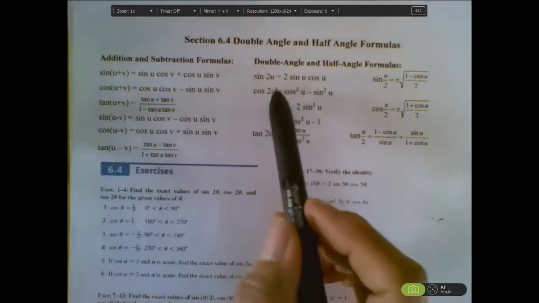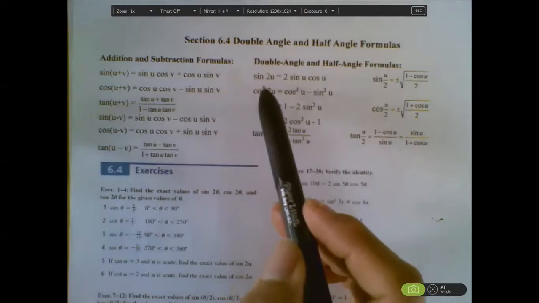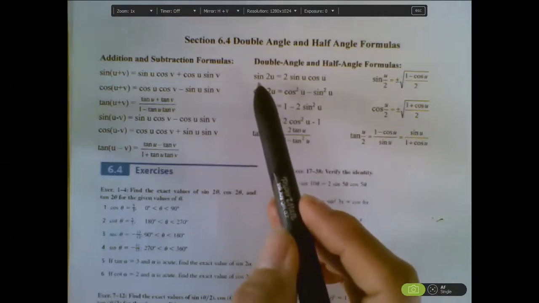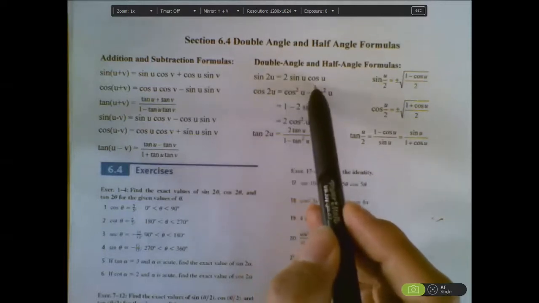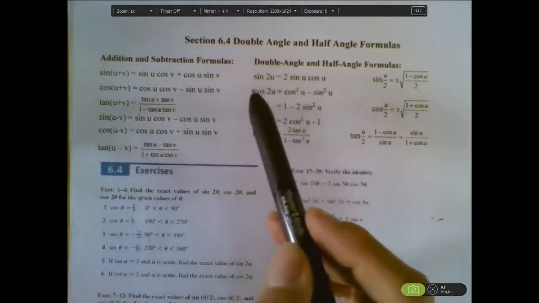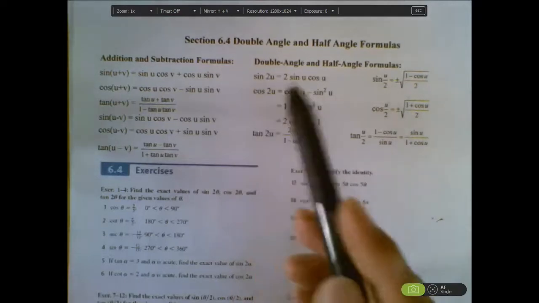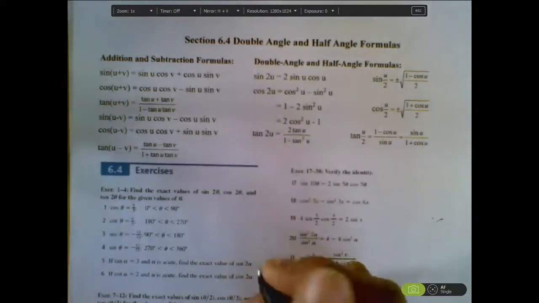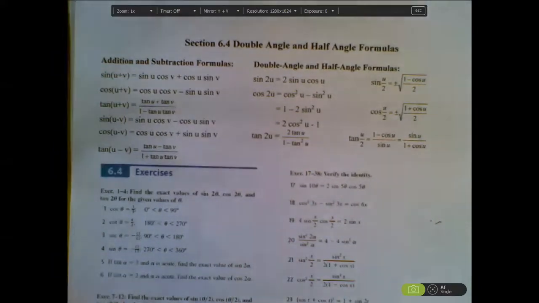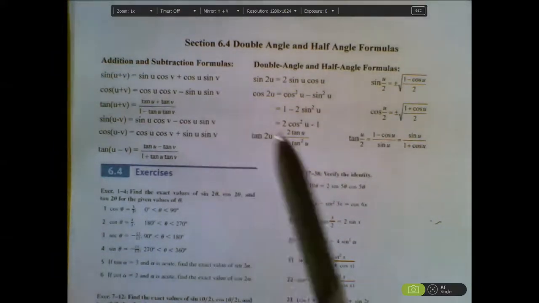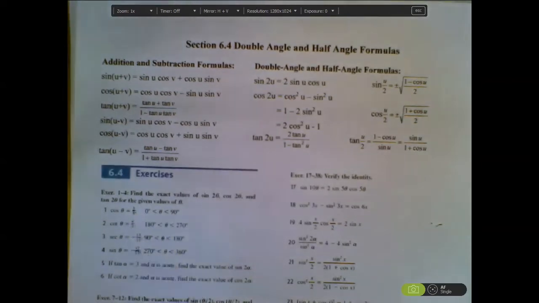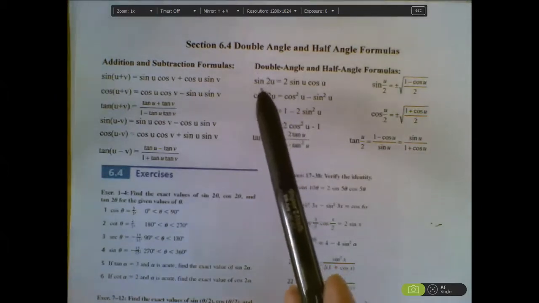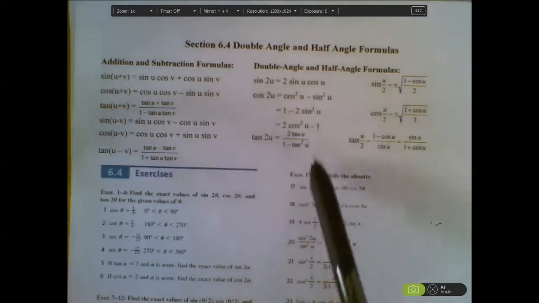Now, the only one of these double angle formulas that I use often enough to actually have it memorized is the sine of 2u is 2 sine u cosine u. So, for example, if I recognize that the angle I'm looking for is double an angle that I have memorized, then I can use one of these double angle formulas.